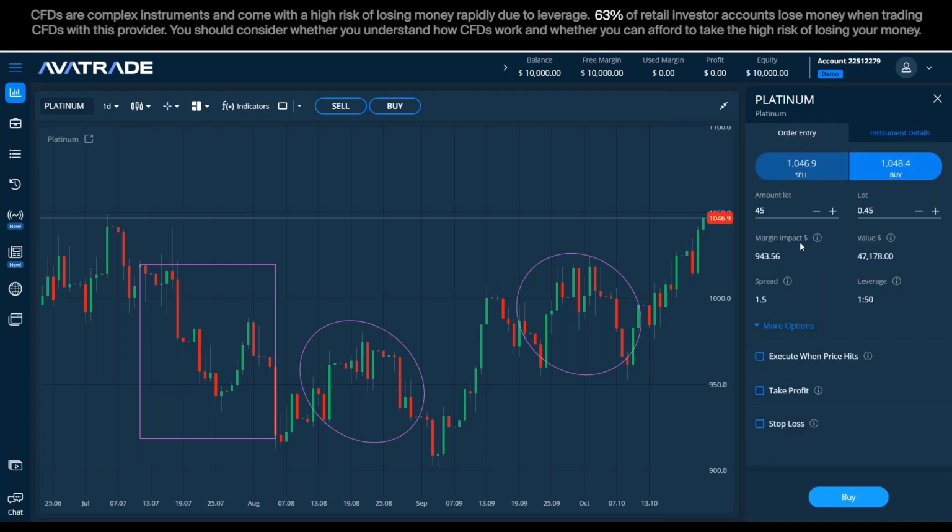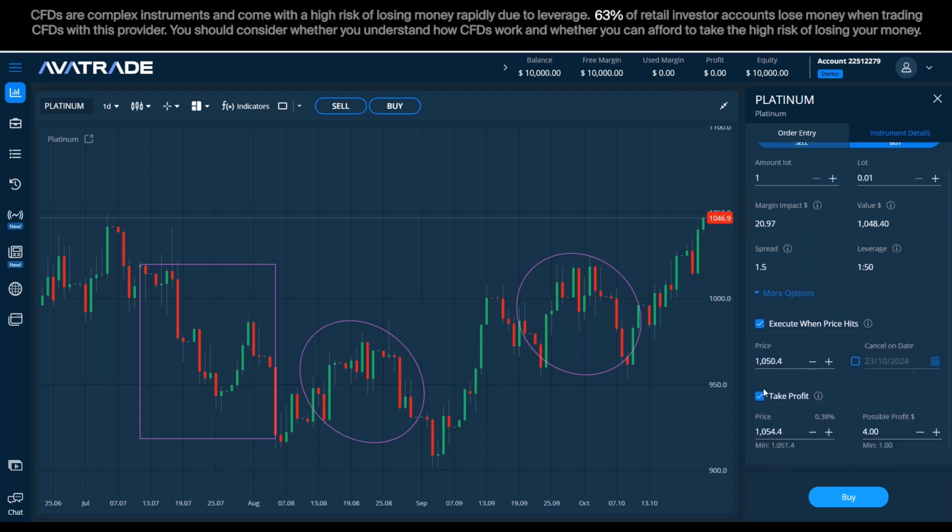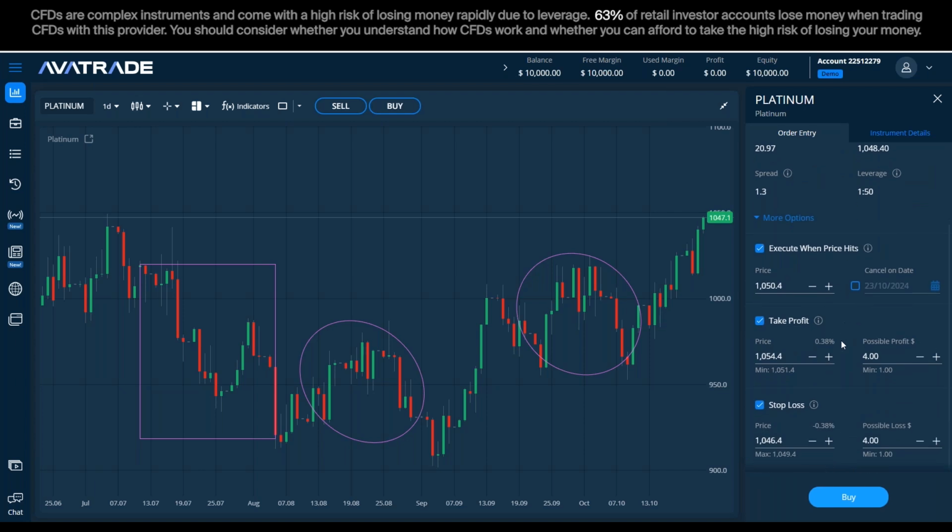So in the order entry, which will be the main focus in our webinar today, we can compose the position and we can use some things here to simulate what the potential result can be before we even open the position. The first thing we would like to do is take the lot size to 0.01 just to be able to simulate properly. Right now, we're going to enable the execute when price hits, the take profit, and the stop loss.